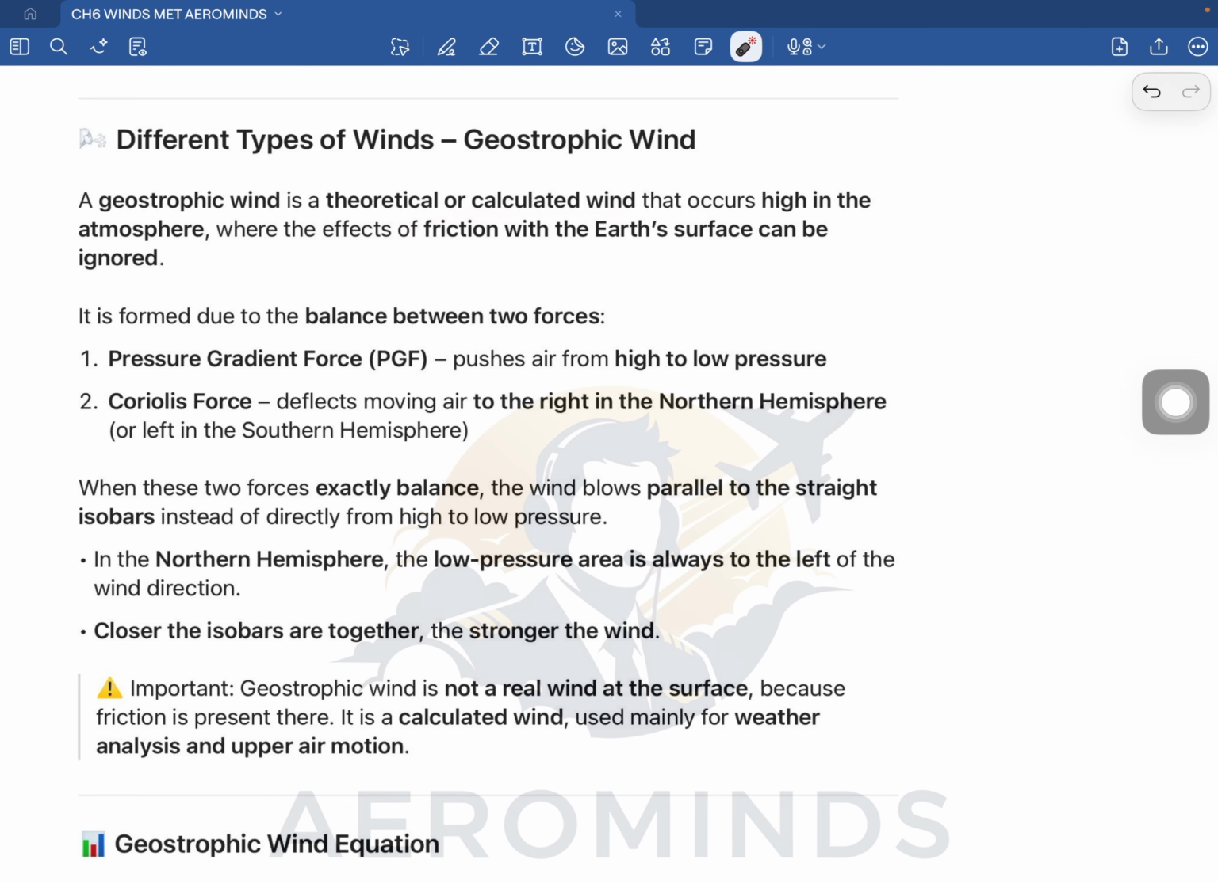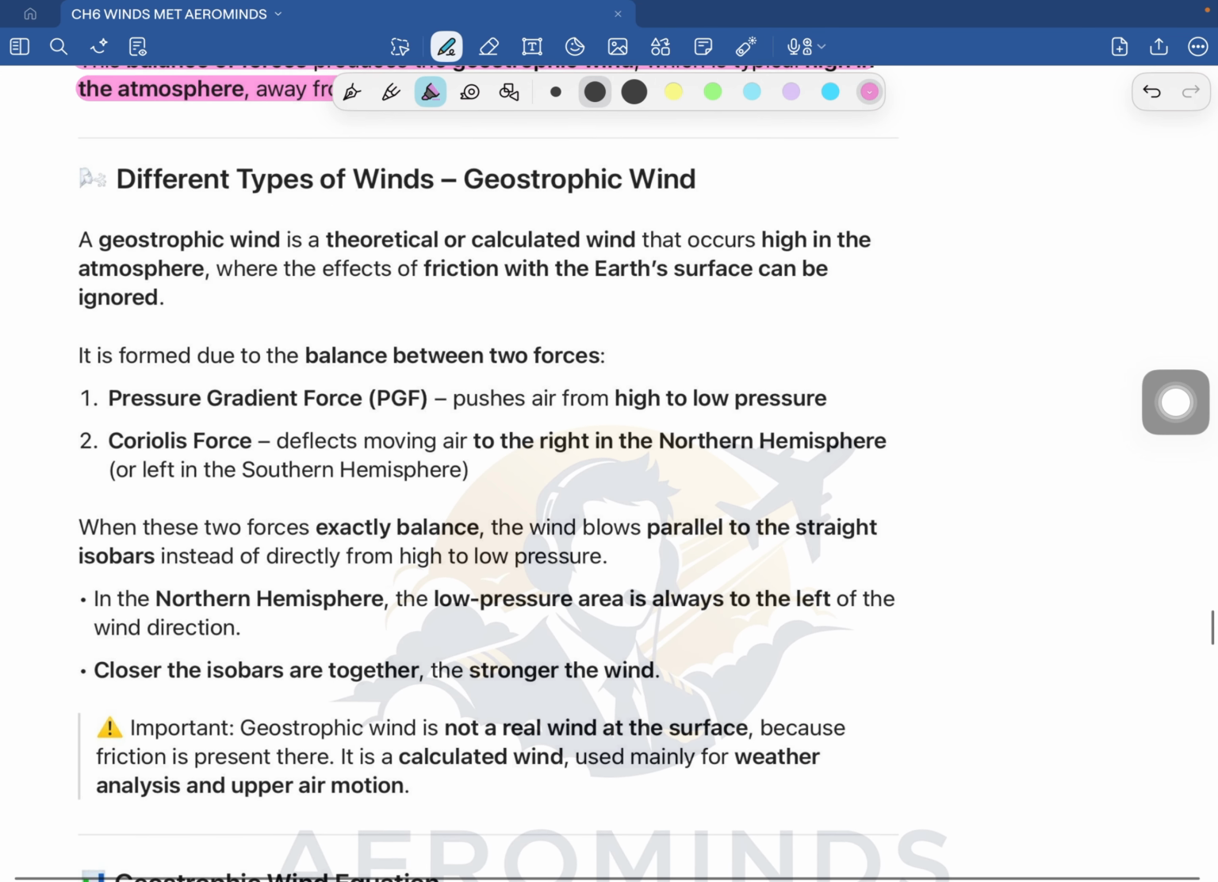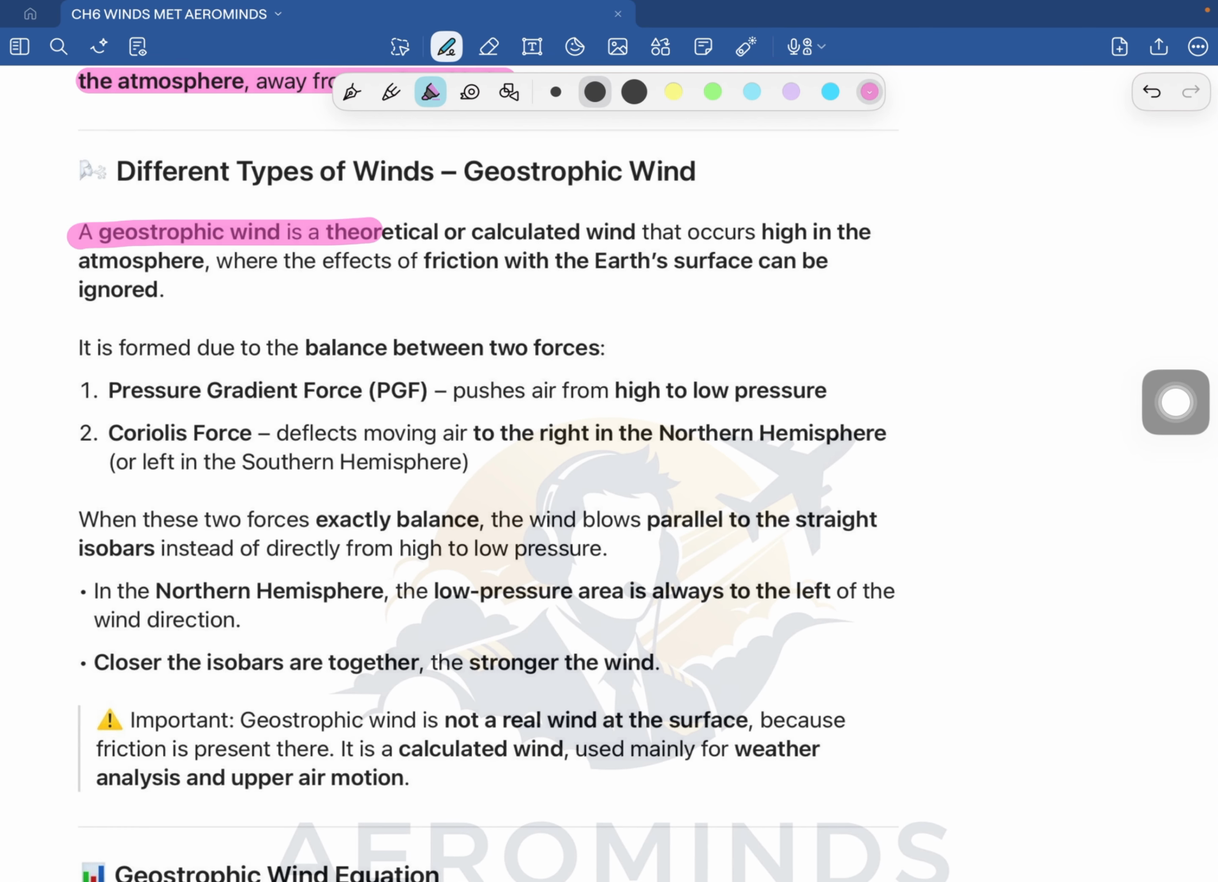Okay, do not panic when you see the equations. We are not memorizing anything blindly. We are understanding the relationships. So we'll mark this first. A geostrophic wind is a theoretical or calculated wind that occurs high in the atmosphere, where the effects of the friction of the Earth's surface can be ignored. Then it is formed due to the balance of the two forces.